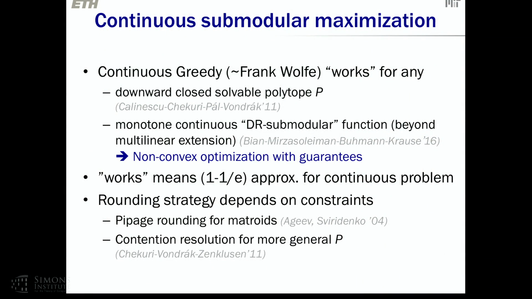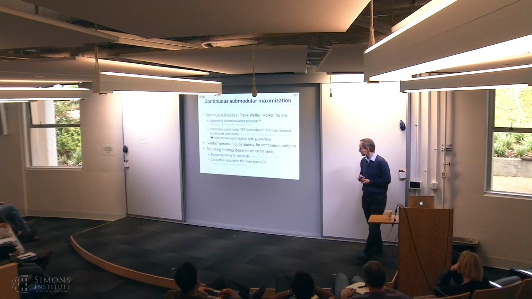And it actually not just holds for the multilinear extension, but it holds for a generalization that's called monotone DR, or diminishing returns, submodular continuous functions. So it's an interesting class of non-convex maximization problems that can be solved approximately using this algorithm. Okay, and now what works basically means works providing a 1 minus 1 over e minus epsilon approximation where epsilon depends on the step size. So if you take more steps, you can get closer to 1 minus 1 over e.